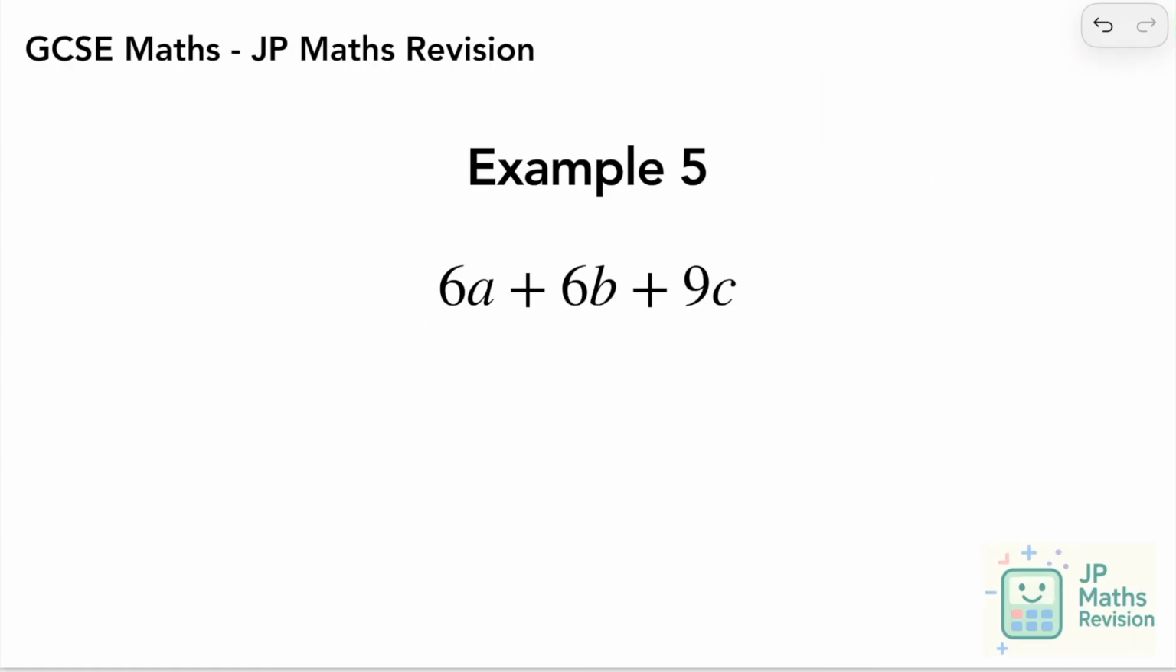So example 5, we need to think of something that goes into 6a, 6b and 9c. So we can pull out a linear factor. In this case, it's 3. So 3 goes into all of those terms. So I'm going to put 3, and then 3 times 2a is 6a. 3 times 2b is 6b. And 3 times 3c is 9c. Okay, so this one is 3 bracket 2a plus 2b plus 3c.